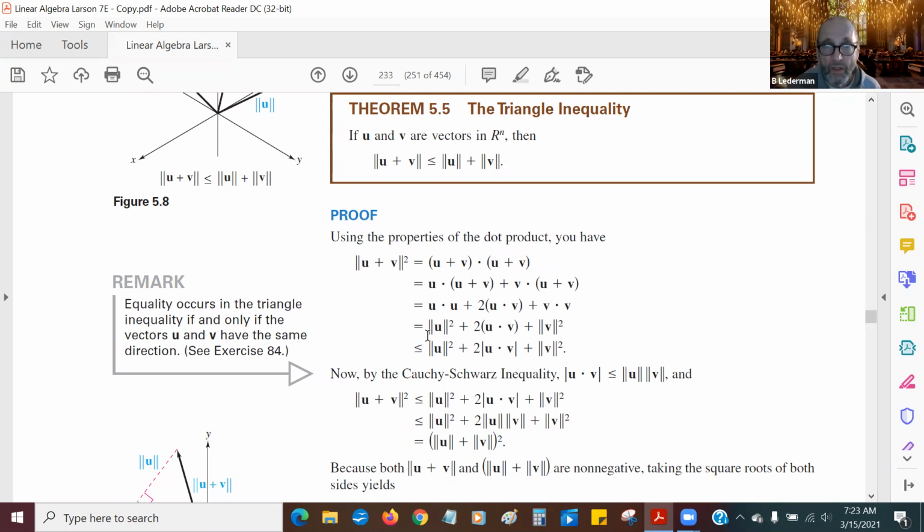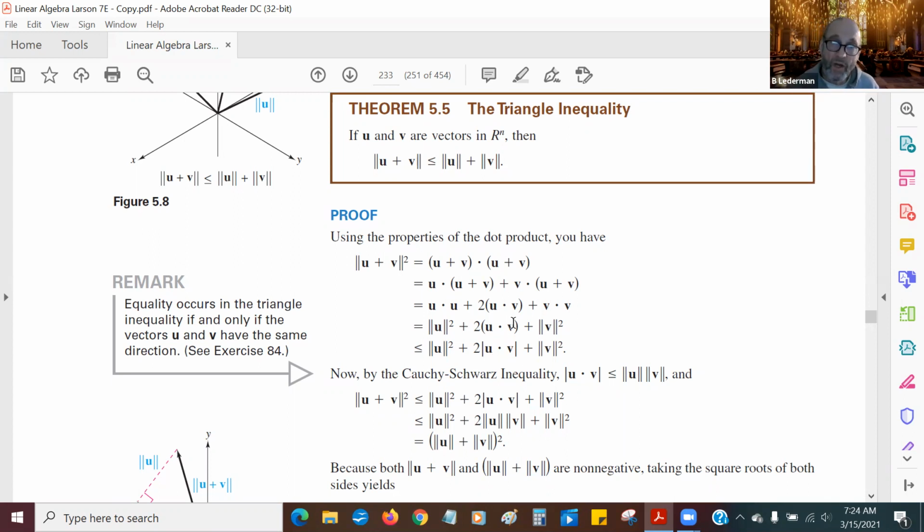Anyway, this is now less than or equal to the magnitude of u squared plus 2 times the absolute value of u dot v plus the magnitude of v squared. Now, how did the equal turn into a less than or equal? Because the dot product here could be negative. When I take the absolute value, it would make it positive. If that's the case, then a negative quantity makes something smaller than adding a positive quantity.